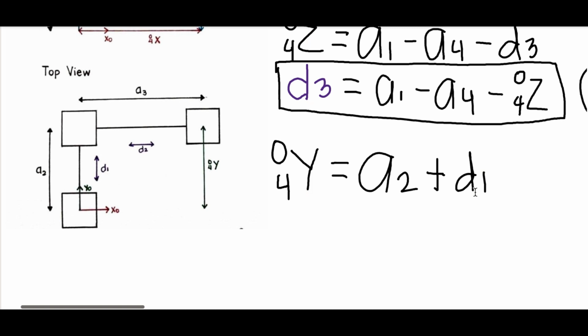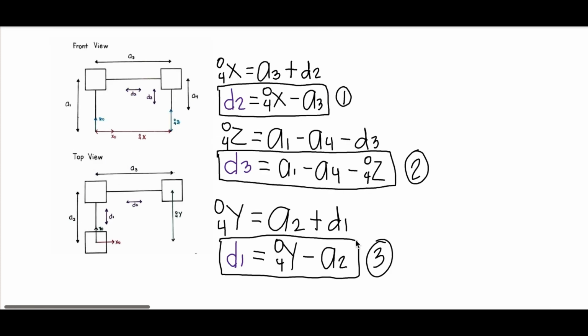So, to solve d sub 1, we can bring d sub 1 to the other side of the equal sign and y04 to the opposite side also. For our solution, d sub 1 is equal to y04 minus a sub 2. Then, this will serve as our solution number 3. Now, we have derived all the formulas needed for the inverse kinematics of our Cartesian manipulator.